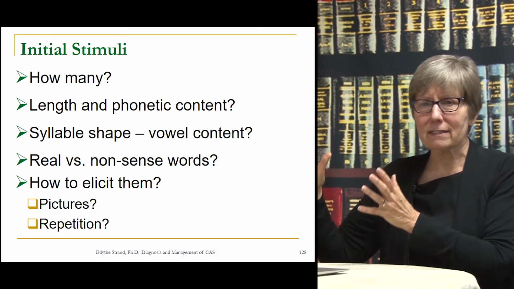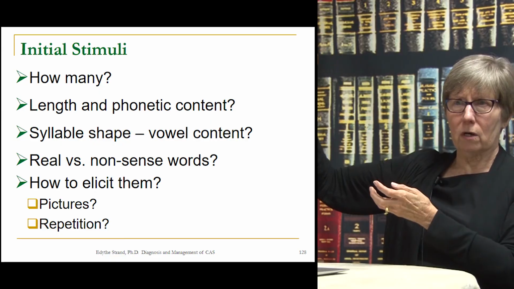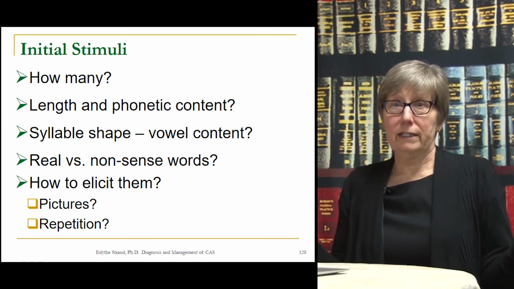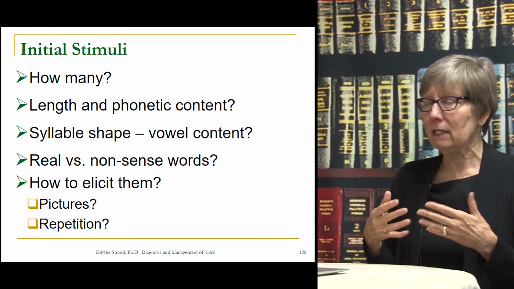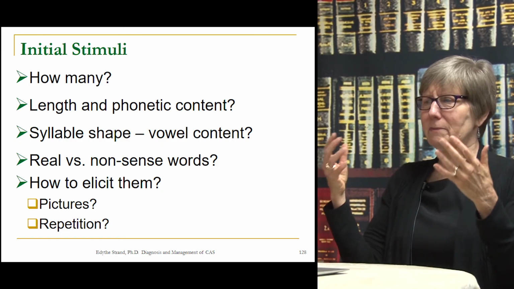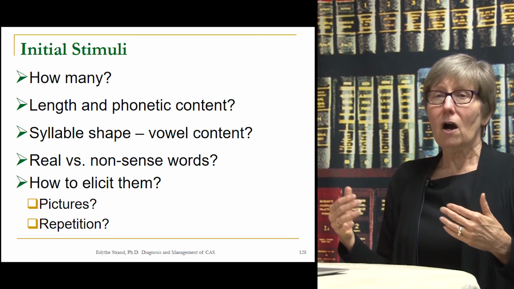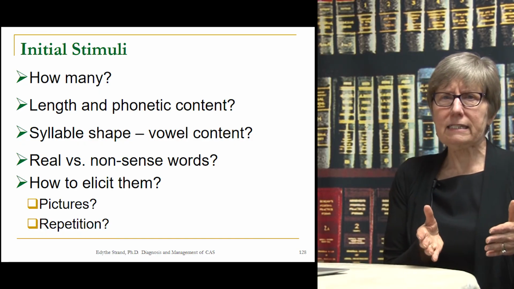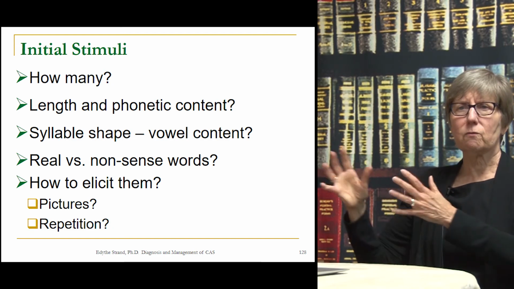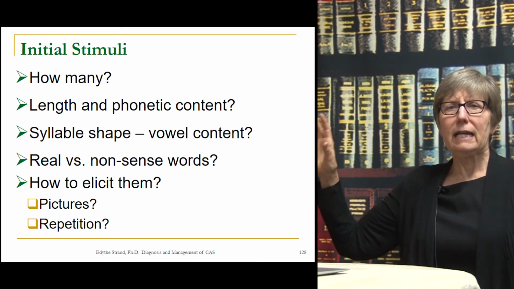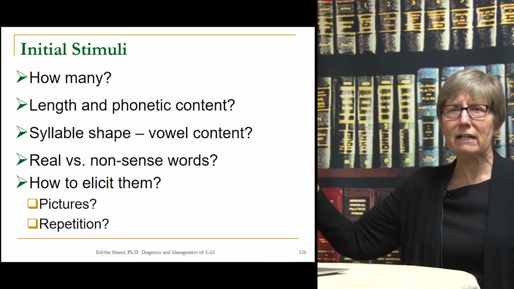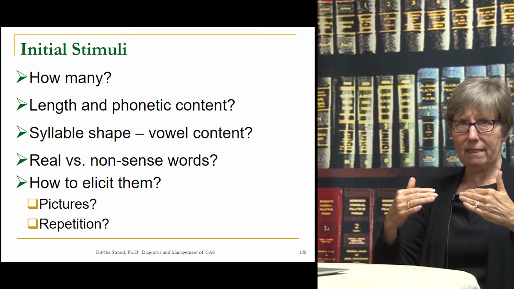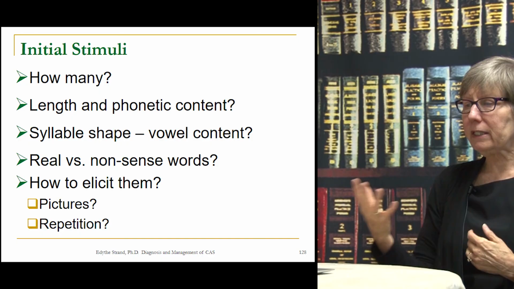In the advanced on-site course, we really go more across age levels. Initial stimuli is important in every case. Choosing how many, what are the length and the syllable shapes and the phonetic content going to be? Are we going to use real words versus nonsense words? In DTTC, we use real words. REST uses nonsense words. In both cases, there are good rationales for doing what we're doing depending on our goal with that method. How are we going to elicit them?